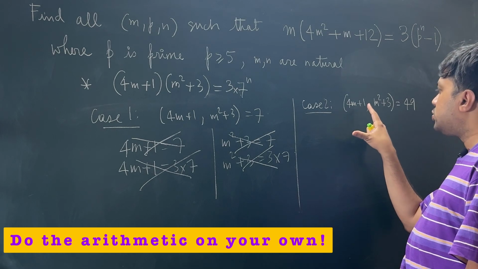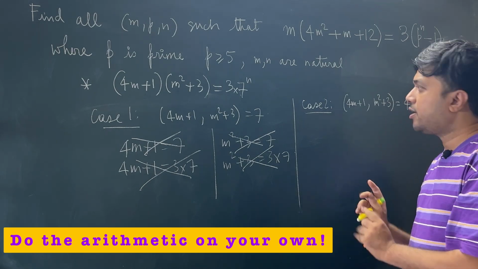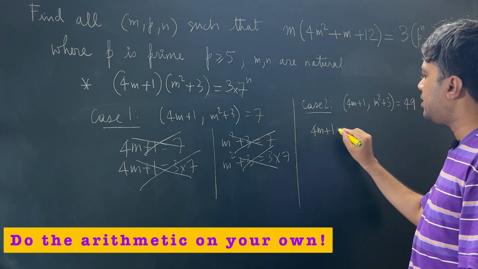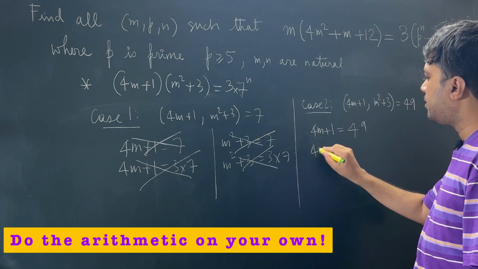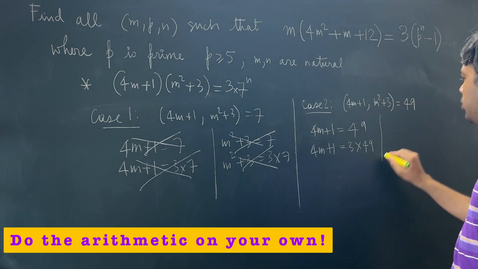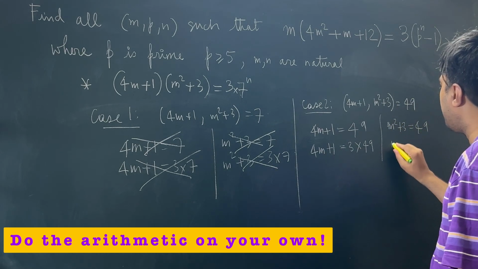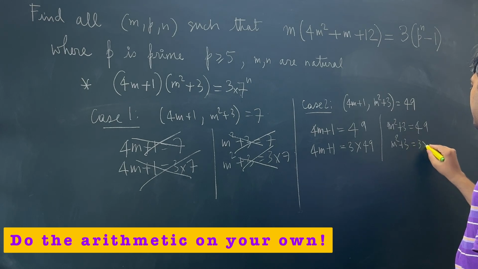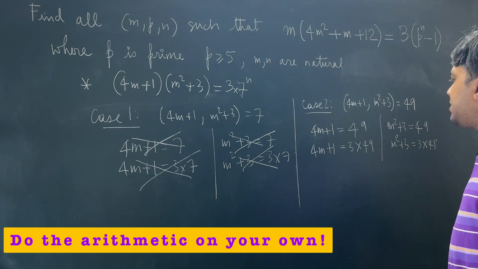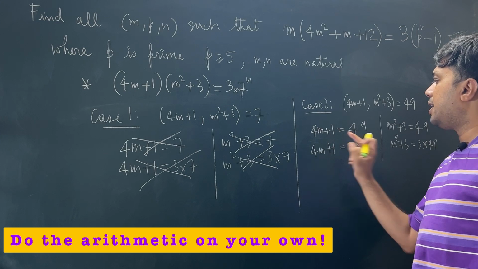So if the greatest common divisor of 4m plus 1 and m squared plus 3 is 49, it means the maximum power of 7 that can divide at least one of them must be 49. So by the same logic, either 4m plus 1 is 49, or 4m plus 1 is equal to 3 times 49. Also, it could be that m squared plus 3 is 49, or m squared plus 3 is 3 times 49. So these are the different possibilities. Now let's see which of these are possible. If 4m plus 1 is 49, then you can rearrange and you'll see that m must be 16.